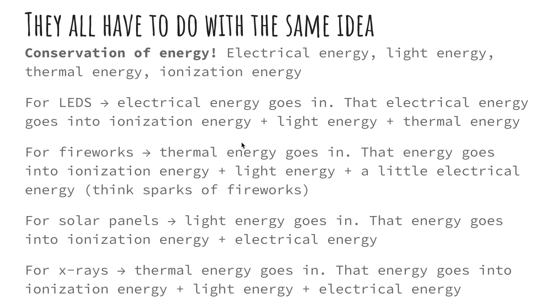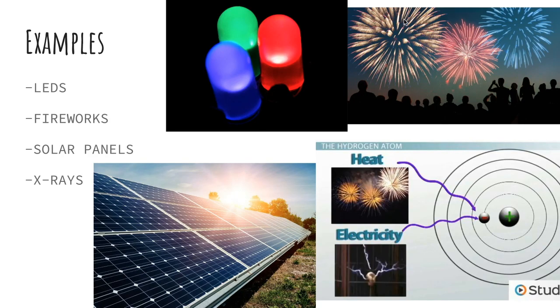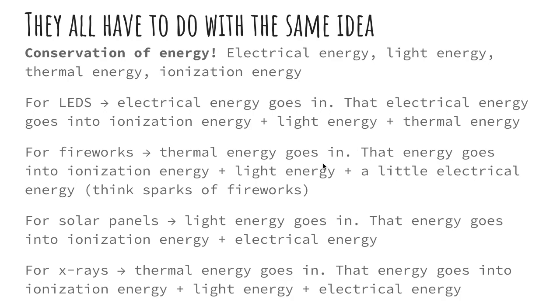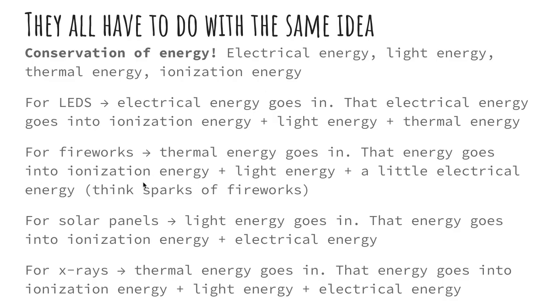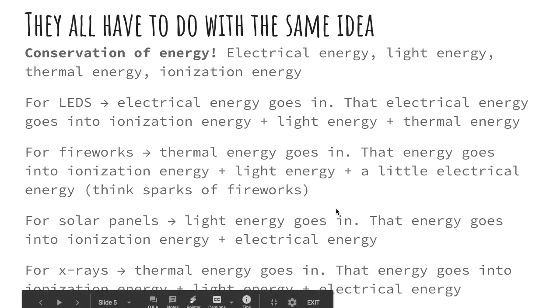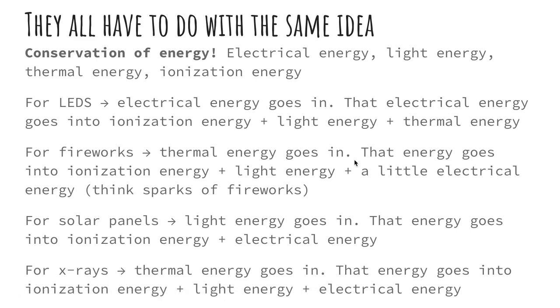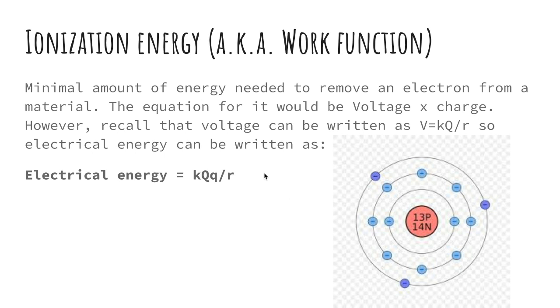Fireworks, we put thermal energy in because it gets really hot. That energy goes into ionization energy, light energy because it produces lights, and then a little bit of electrical energy. Think about the sparks of the fireworks. Solar panels, we're putting light energy in, like from the sun. That light energy goes into ionization energy to ionize the materials, and then electrical energy is left over, which we use to then power devices. And then for X-rays, thermal energy goes in, and then that energy goes into ionization energy, light energy, and electrical energy. That light energy being radiation or X-rays.